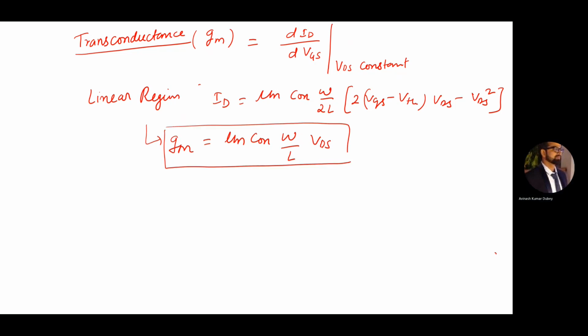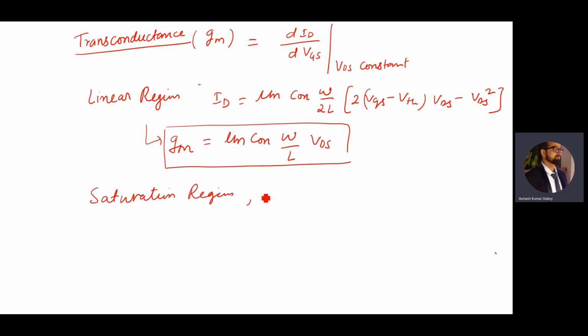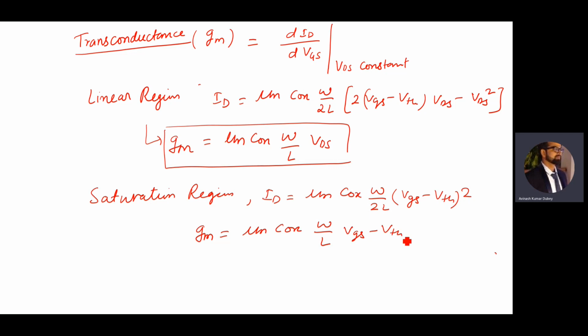Okay, very simple derivation. Similarly, in the saturation region, our ID is mu_n COX W by twice of L times (VGS minus VTH) whole square. When you differentiate this with respect to VGS, we will get gm as mu_n COX W by L times (VGS minus VTH). Okay, so this is the transconductance in the saturation region.